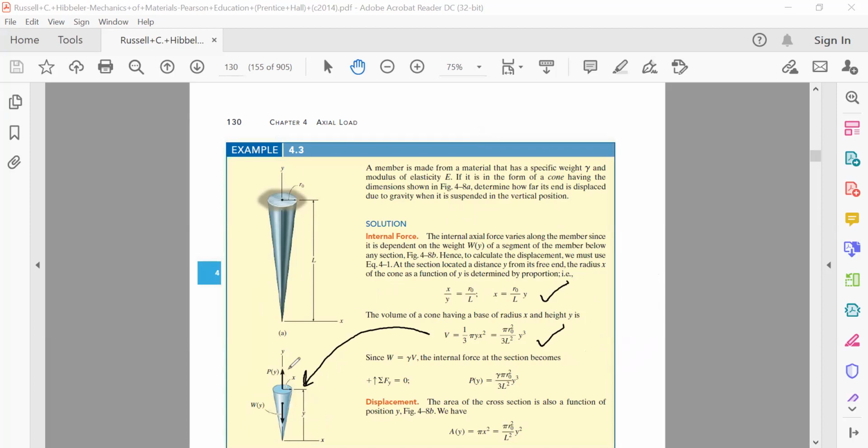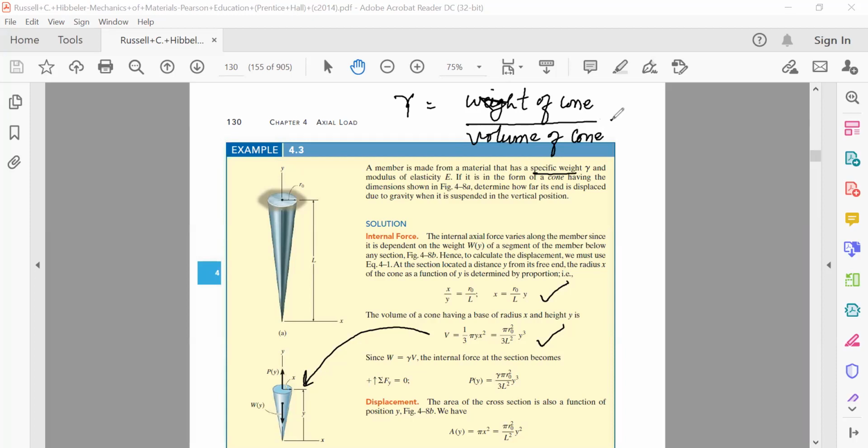The reason is we are given gamma. Gamma is the specific weight, that is weight of the cone divided by volume of the cone, weight of cone divided by volume of cone.